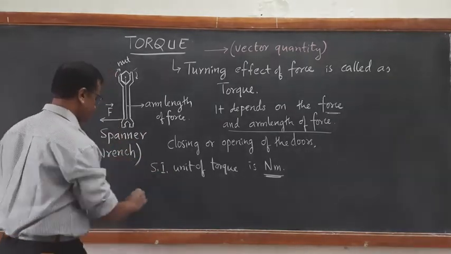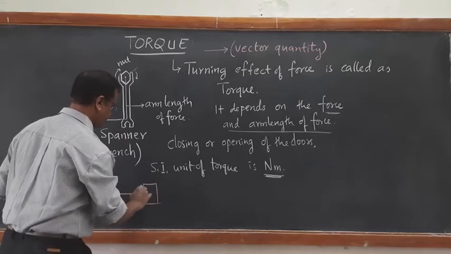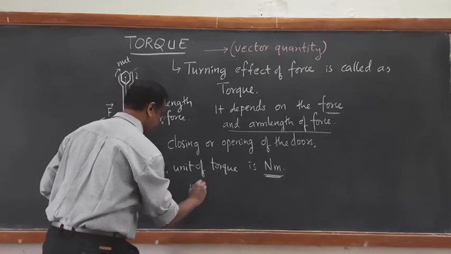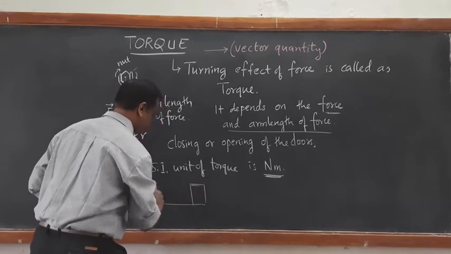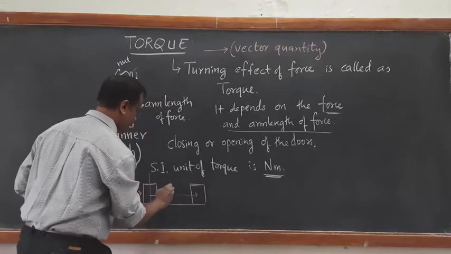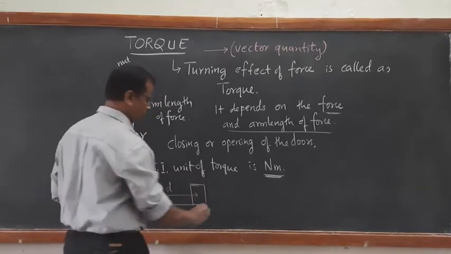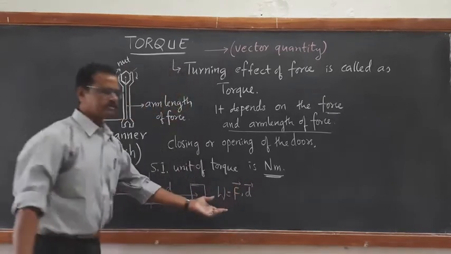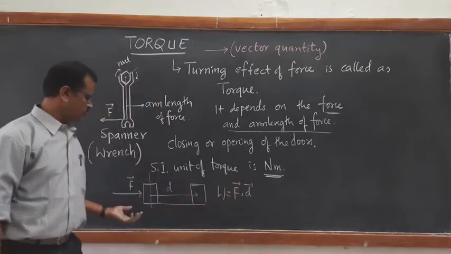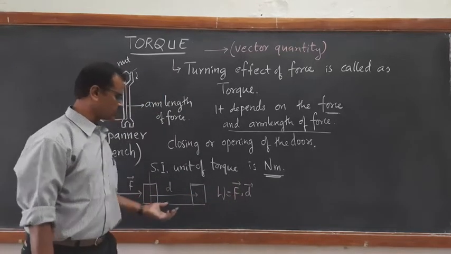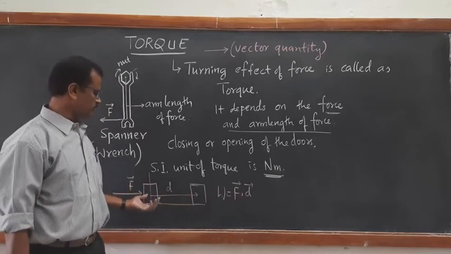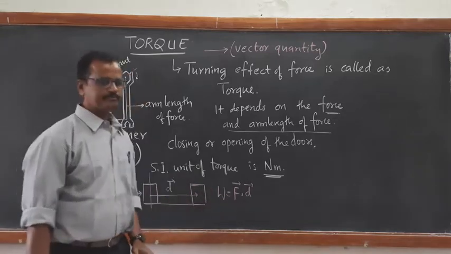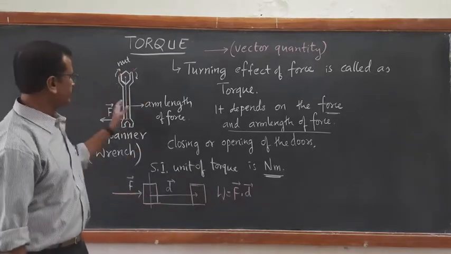We have learned already. Suppose this is a block. If you apply force, the block undergoes linear displacement along the direction of force. So then we worked out work done as F dot d, the scalar product of force and displacement. When a force is applied along the direction of motion, or when the displacement takes place along the direction of force, then work is done. But this work done is a scalar quantity.